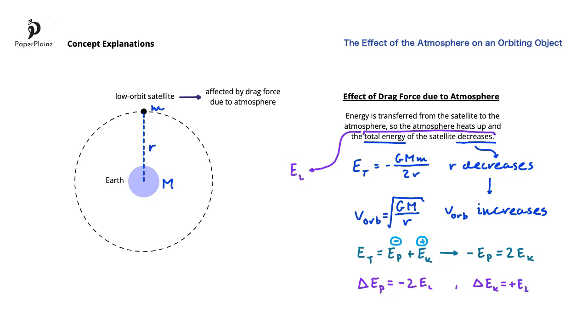In other words, when the total energy of a satellite decreases due to the drag force exerted by the atmosphere on the satellite, the kinetic energy of the satellite increases, and the gravitational potential energy of the satellite decreases by twice as much as the increase in the kinetic energy. So this wraps up our learning about the effect of the atmosphere on an orbiting object.